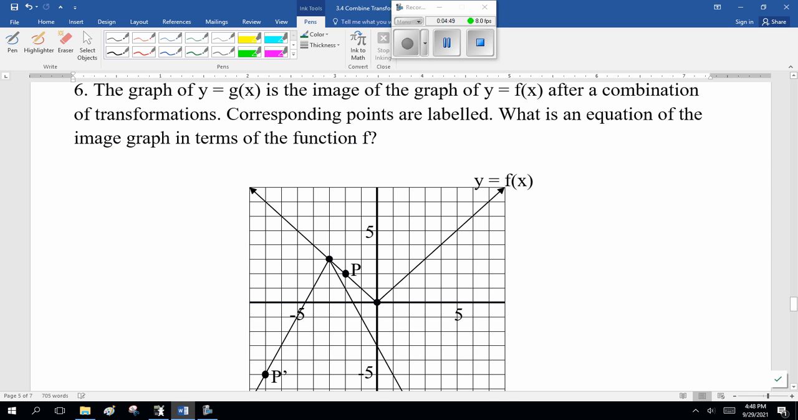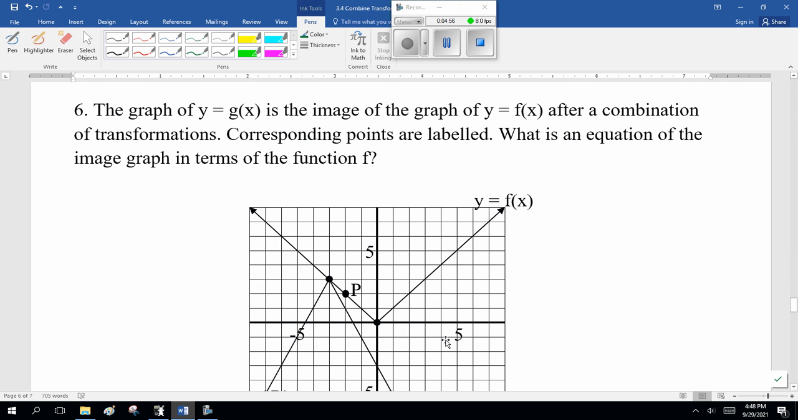Now, moving on to the nasty one. The graph of y equals g of x is the image of the graph y equals f of x after a combination of transformations. Corresponding points are labeled. What is an equation of the image graph in terms of the function f, or f of x? So this is f of x here. And this is g of x here.